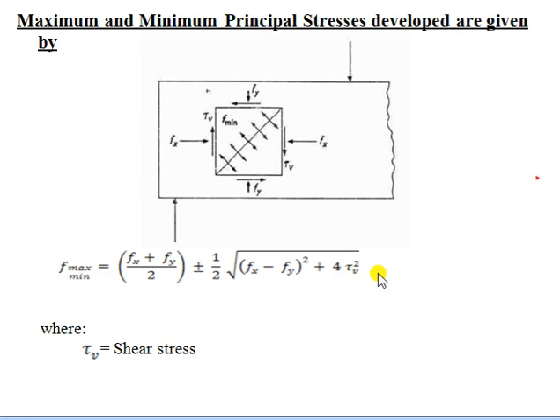For the second case, when the member is subjected to axial prestress, then the formula will become f maximum or minimum is equal to f of x by 2 plus or minus 1 by 2 square root of f of x square plus 4 tau v square. So these are the two formulas which we can use for example 1.